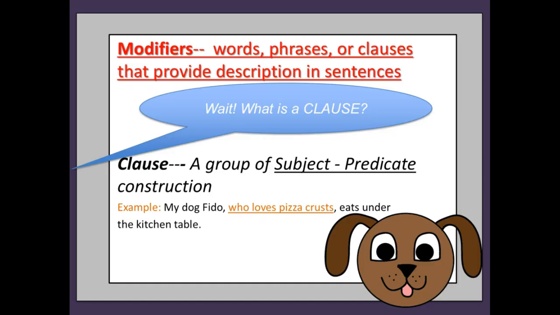So again, modifiers are words, phrases, or clauses that provide description in a sentence. This is just a more explicit definition. But what is a clause? I know we haven't specifically talked about that, but you need to know what a clause is. A clause is a group of words with a subject and predicate construction. It doesn't have to make a complete sentence, but it's just a group of words that have a subject and a predicate. In the example, my dog Fido, who loves pizza crust, eats under the kitchen table, the clause in that particular sentence is who loves pizza crust, because it is describing the dog, what the dog loves, what he likes. So that is a clause.